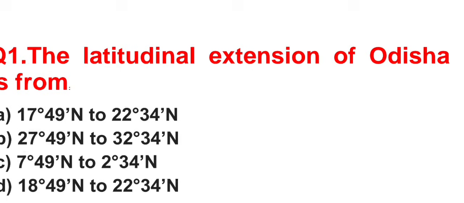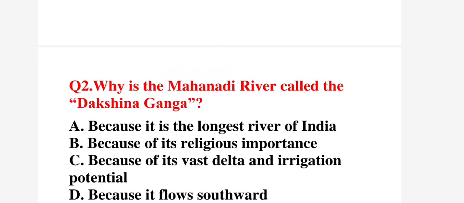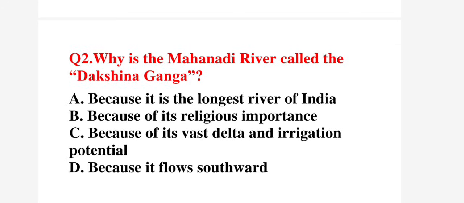So let us move to the next question, question number 2. Why is the Mahanadi river called Dakhin Ganga? Option A, because it is the longest river in India. Option B, because of its religious importance. Option C, because of its vast delta and irrigation potential. Option D, because it flows southward. So what will be the right answer here? The right answer is option C, because of its vast delta and irrigation potential.